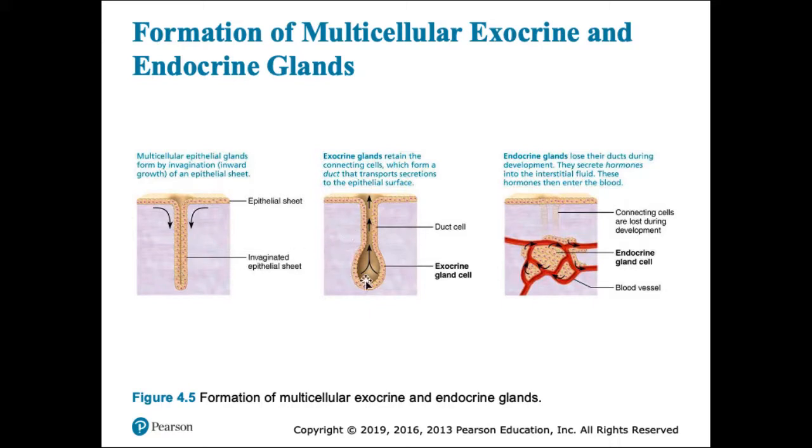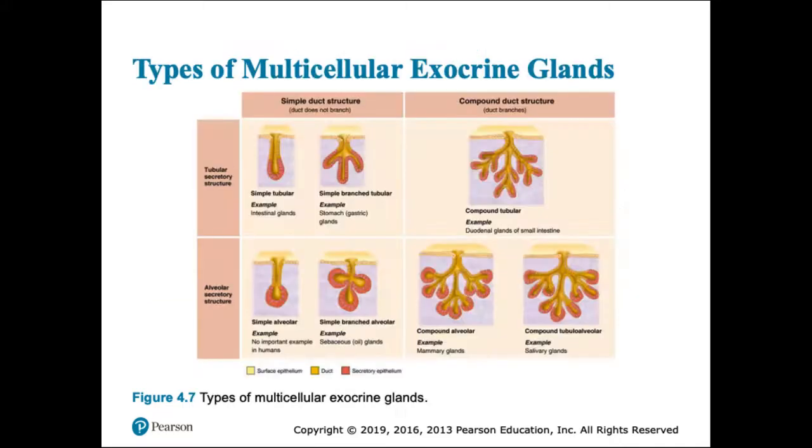So exocrine glands retain the connecting cells to form a duct. And so they can have this little cell that forms this little pocket. Endocrine glands lose those ducts. They don't have this after development. So they secrete hormones into the interstitial fluid and things like that. So they kind of excrete it out as opposed to having this little sac there. They just sort of excrete.